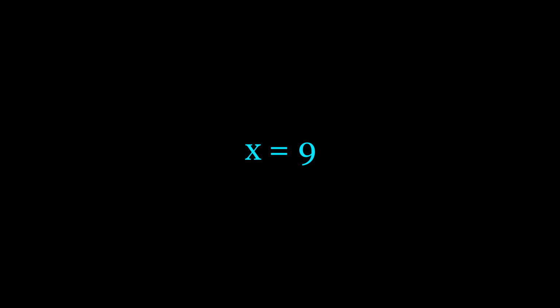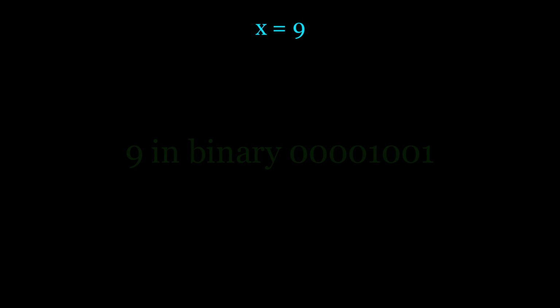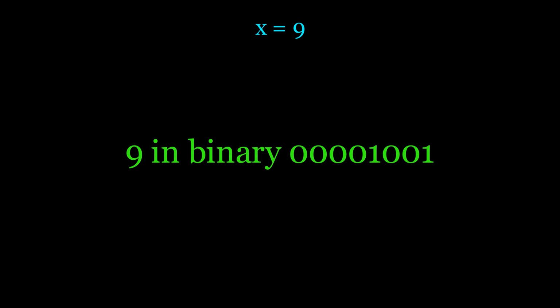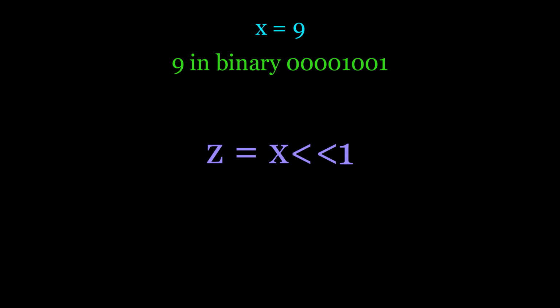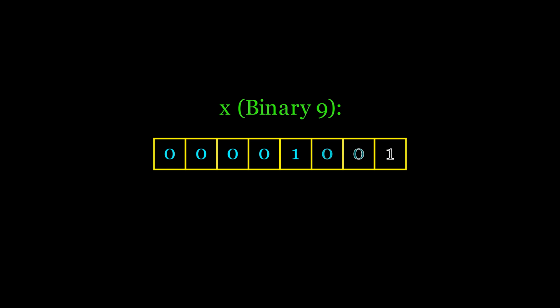Consider an integer x equals 9. In 8-bit binary notation, 9 is represented as shown in the video. In Python, the left shift operation is written as z equals x << 1. The left shift operator is denoted by two less-than symbols. To understand the underlying mechanics, let's visualize how this value is structured within a memory block.